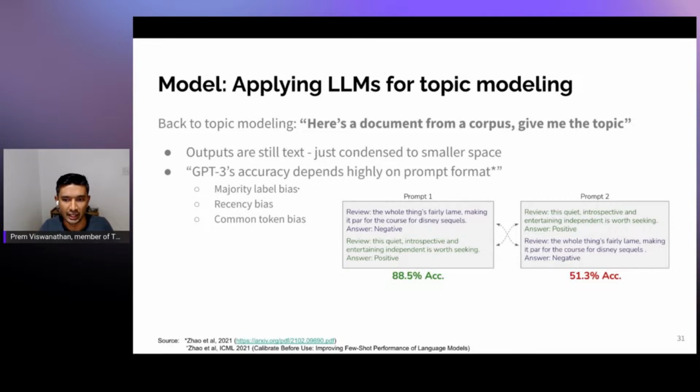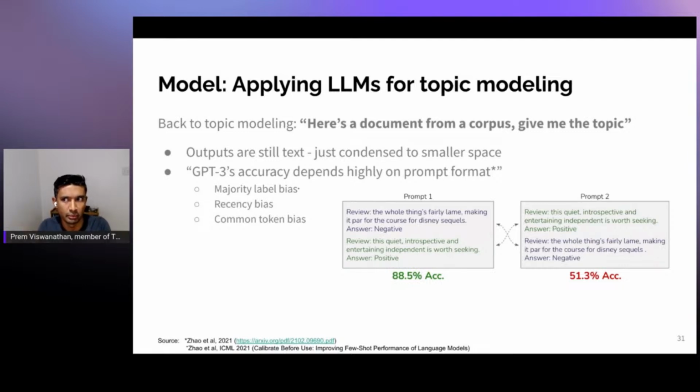It's just not one large document, it's a condensed text. And GPT-3's accuracy, if you're using something like GPT-3, even on the condensed text is highly dependent on the prompt format. This paper by Zhao et al., presented at ICML 2021, talks about how a simple reordering of prompts leads to a huge drop in accuracy. That's one bias that prompt-based approaches have. The other biases are majority label bias and common token bias, which are generally applicable to most language models.